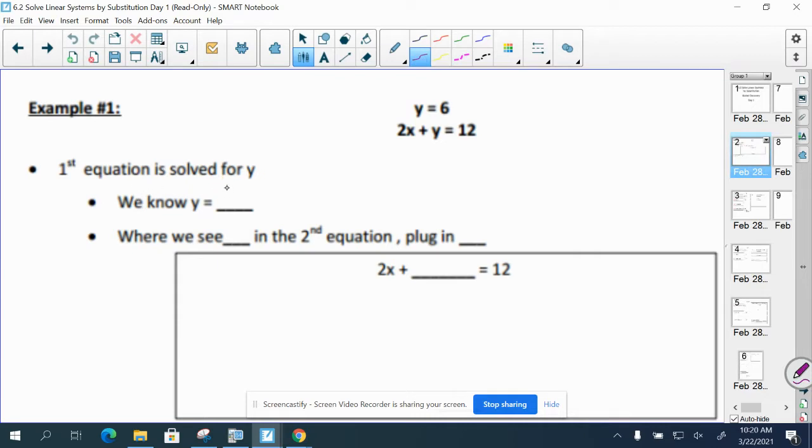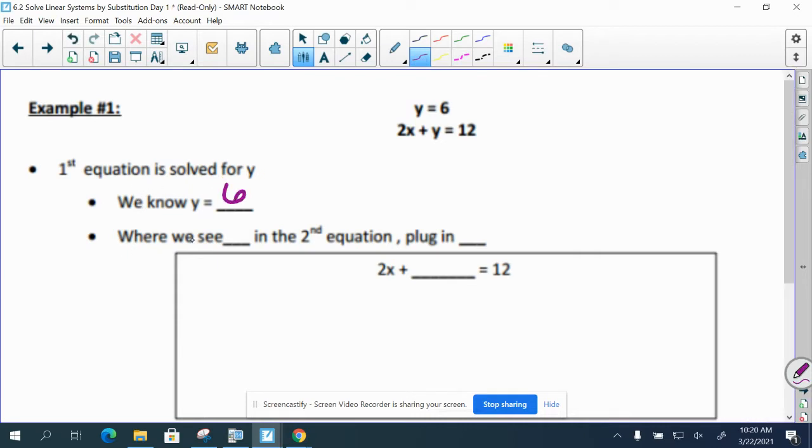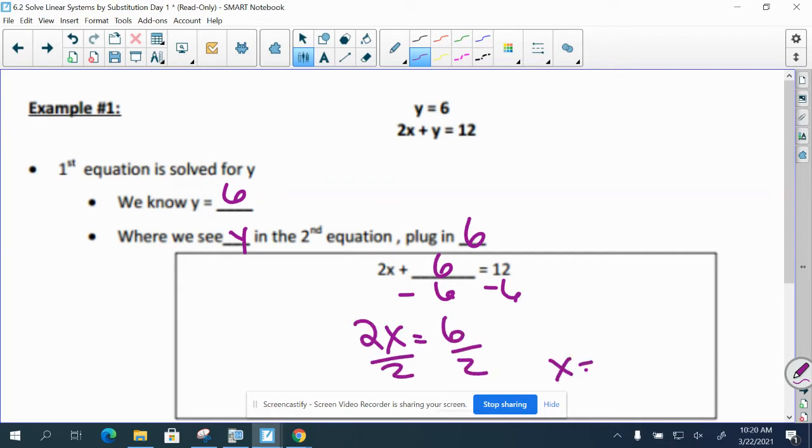So we know y is equal to 6. And where we see y in the second equation, we're just going to plug in 6. So we'll have 2x plus, instead of y, we plug in 6, equals 12. And then we're going to just solve for x. So this is a two-step equation. You would subtract 6 on both sides. So you get 2x equals 6, divide by 2, and you get x equals 3.